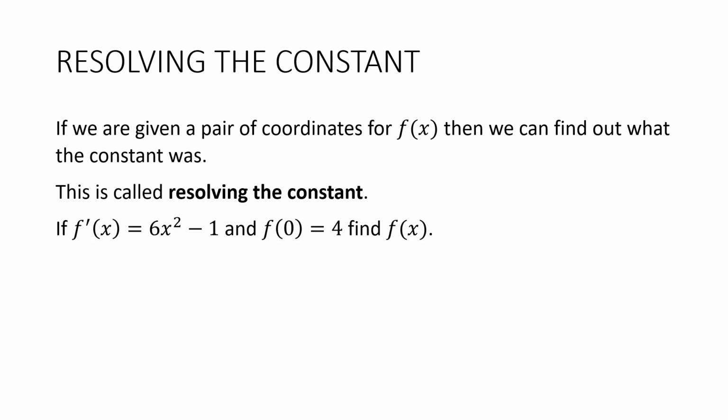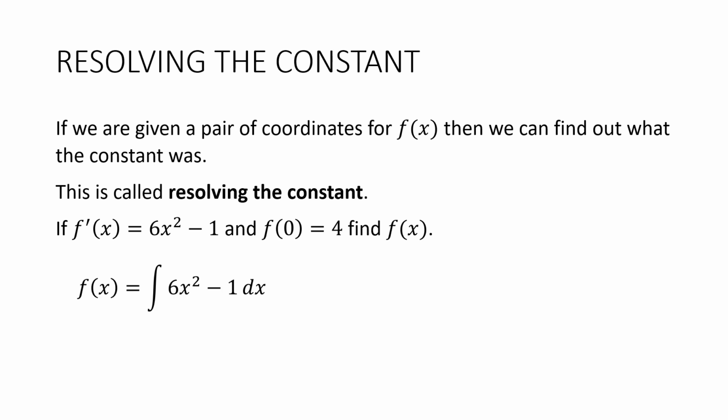So here's an example. If f dashed of x, so this is the derivative, is equal to 6x squared take away 1, and f of 0 is equal to 4, find f of x. So we're going to integrate, then we are going to substitute in the point 0, 4, figure out what c is, and then write the function.